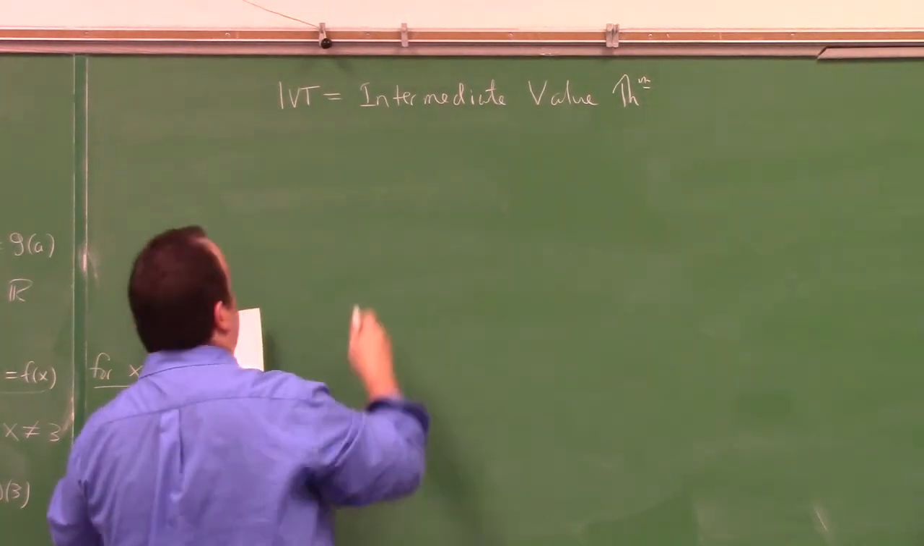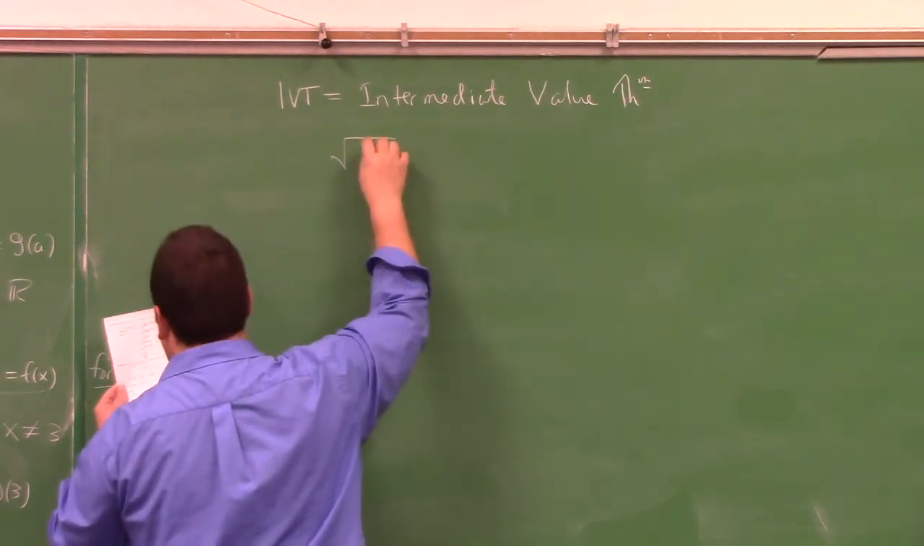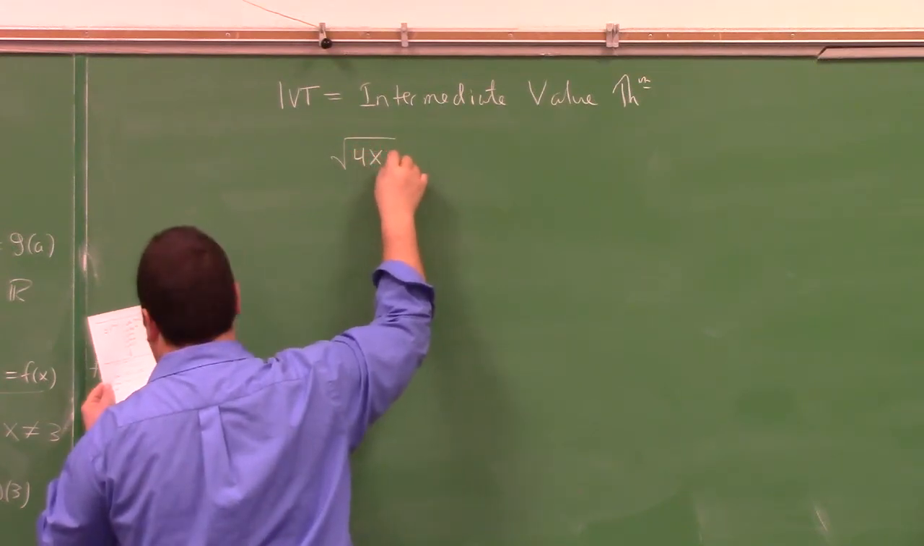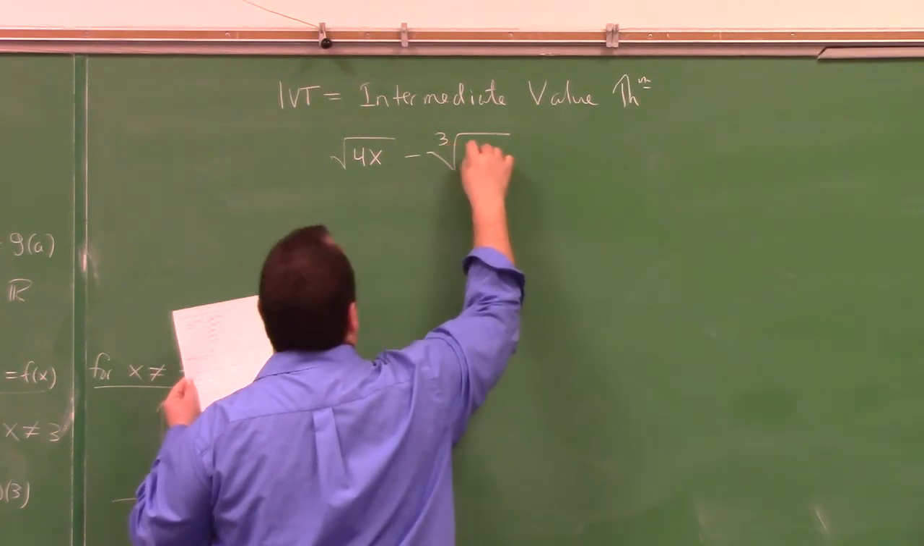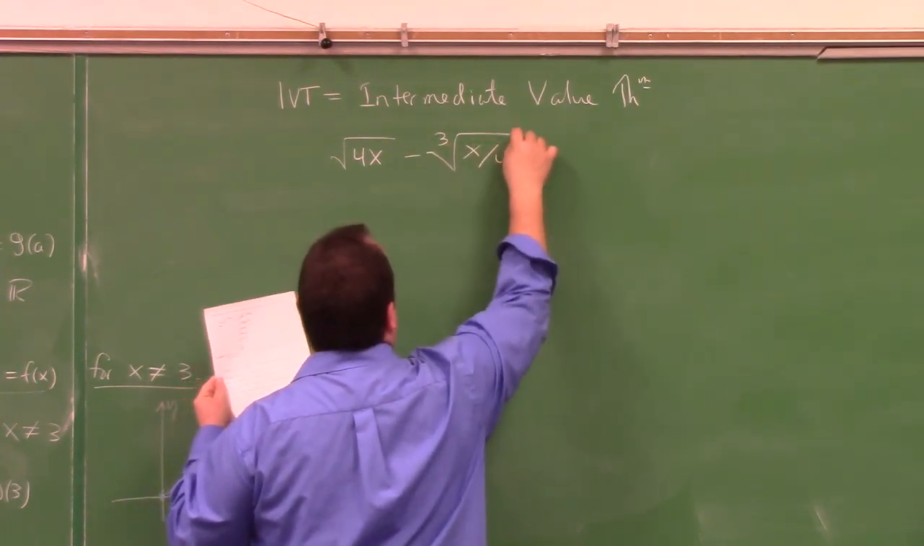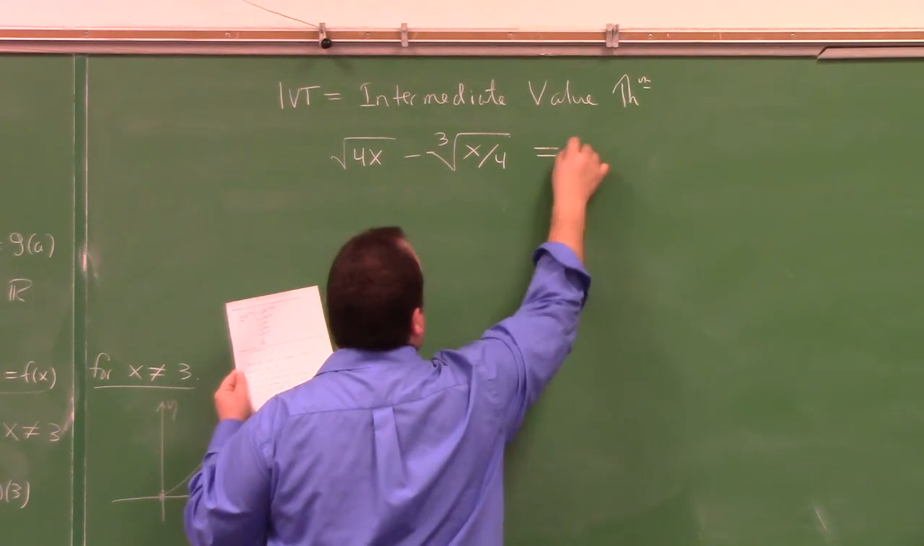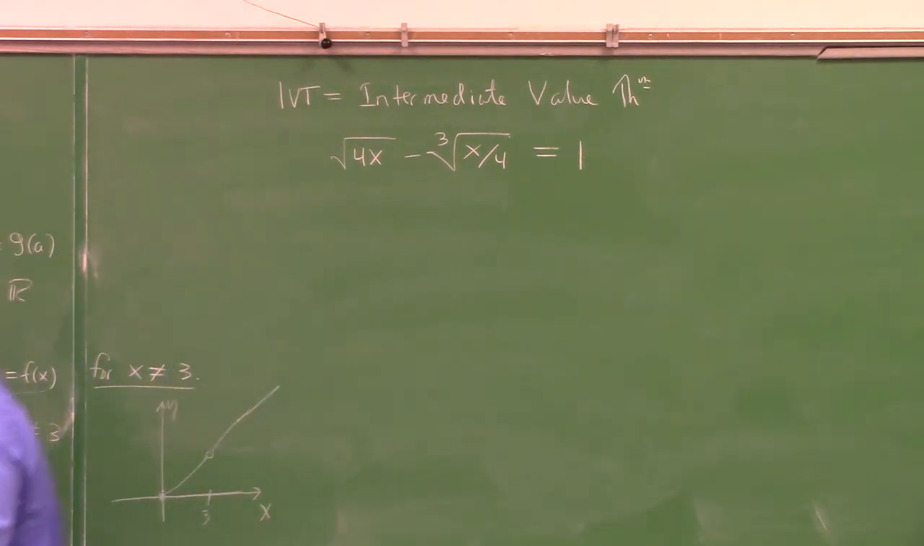And so we're looking at this equation, 4x minus the cube root of x over 4 equal to 1. And I said, hint, think about the interval 0 to 4. So what does the intermediate value theorem tell us? It tells us something about a continuous function on a closed interval, right?